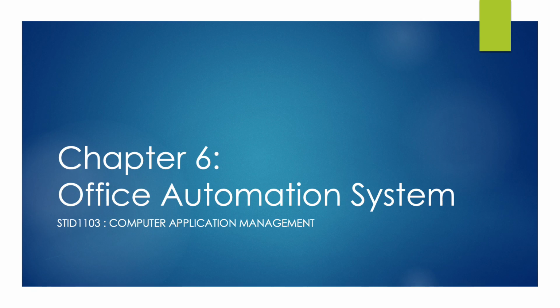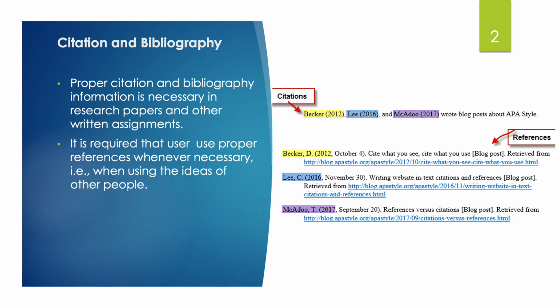This is the third part in Office Automation System for Microsoft Word. So we are going to look into citation and bibliography and also indexing in this part. So it says over here, proper citation and bibliography information is necessary in research papers and other written assignments. It is required that users use proper references whenever necessary.